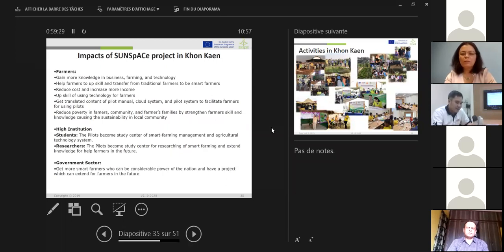For the last group, the government sector, we hope that the government sector, or maybe some of the officers from the government, will become smarter. They can help the smart farmers, and then they can create more smart farmers, and act as trainers for our traditional farmers. Then we can create more smart farmers in the future.